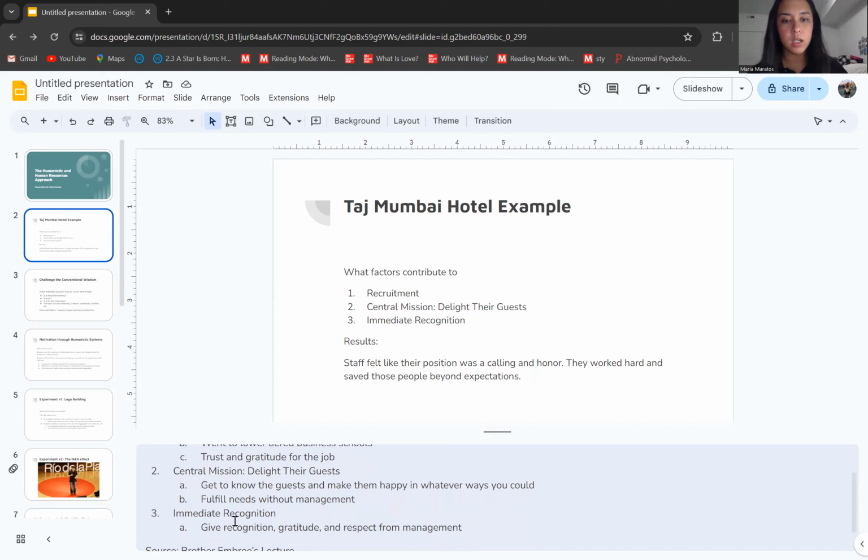This hotel, when the employees were found doing something awesome, they were immediately recognized by management and they were given gratitude and respect. They were rewarded for their good deeds and good work, not with money, but with this recognition. And this led the staff to feeling like they had an honor. This job was their calling. They felt like they had a purpose in this job, and so they would work hard. And when this shooting happened, they saved those people. They saved many lives beyond what anyone would ever expect out of a hotel, which is super amazing.